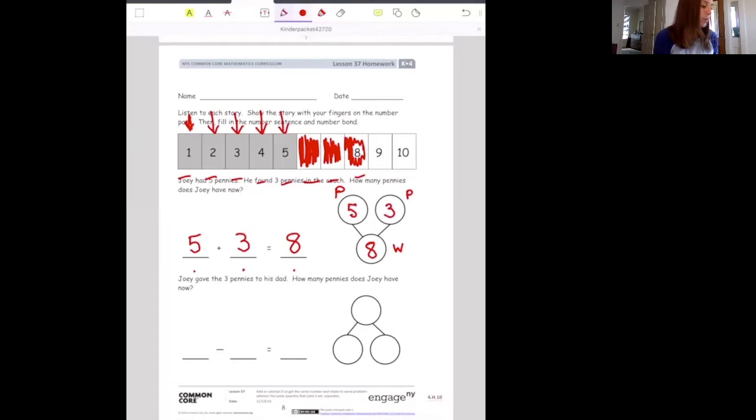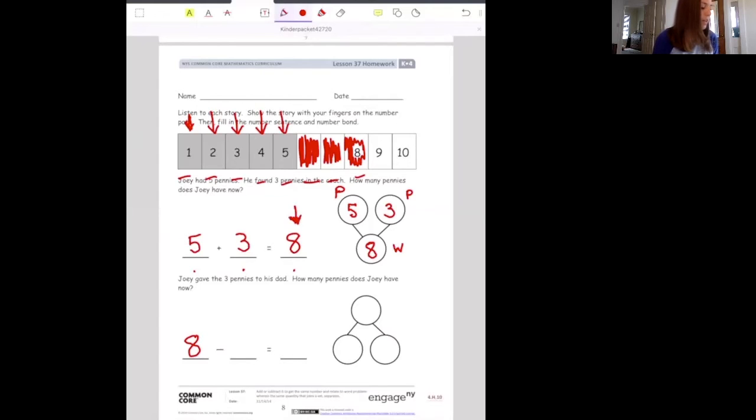And we have to keep reading. It says, Joey gave the 3 pennies to his dad. How many pennies does Joey have now? Ooh, let's see. So we know he just found his 8 pennies. So we can go ahead and write that number right down here. Because we know he had 8 pennies all together. That was our big number here.